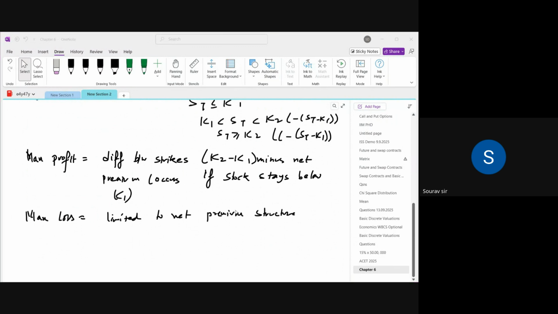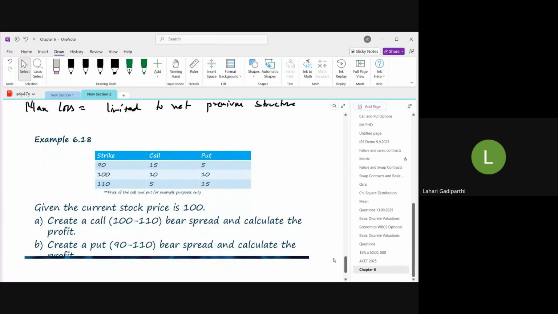Next, again a sum for bear spread. I think they have given one concept and then one sum. Let's try 6.18. What is the call bear spread? You sell at 100, you receive 10. You buy the call at 110, you pay 5. So call bear spread net premium is plus 5.